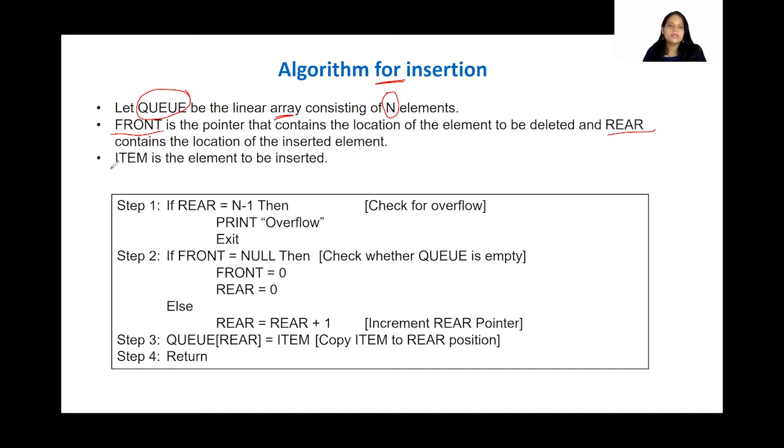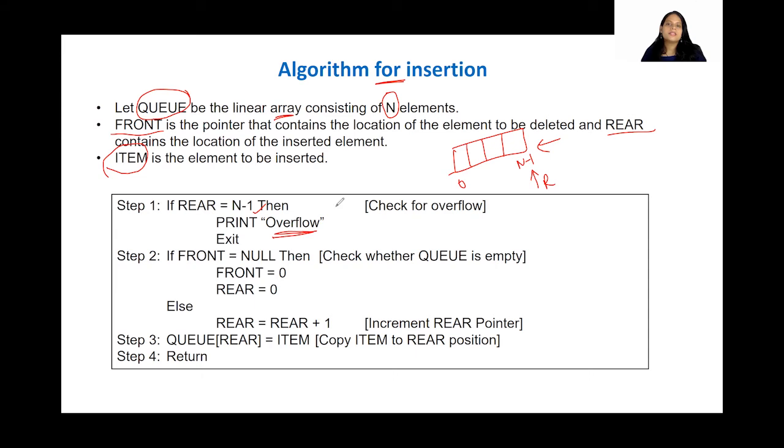Okay. Now item is the element to be inserted. This I have explained already. Let us see once again. So if rear is equal to n minus 1, what is this condition? This we discussed. Suppose I have an array and it has 0 to n minus 1 elements, isn't it? If my rear is already over here, this means that I cannot add any more item because I have reached the limit, isn't it? So this is the condition for overflow.